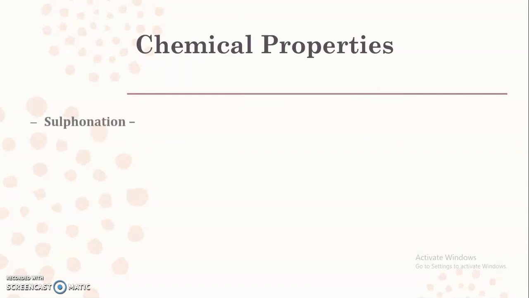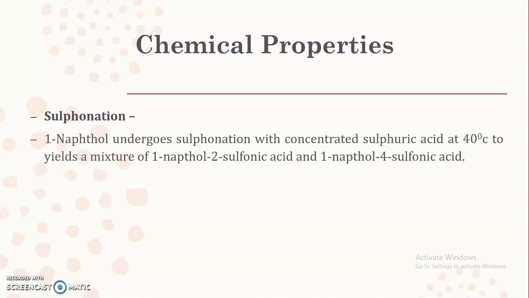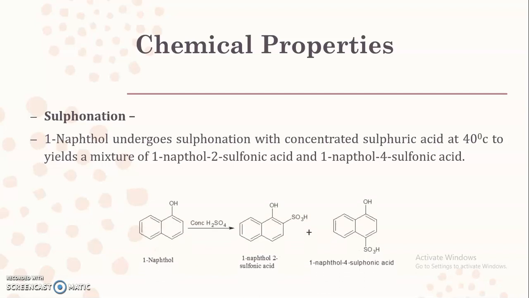After this, we are going to shift towards the various electrophilic substitution reactions that are shown by alpha naphthol, or 1-naphthol. The first electrophilic substitution reaction shown by alpha naphthol is sulfonation. In this case, 1-naphthol is treated with concentrated sulfuric acid at 40 degrees Celsius to give a mixture of 1-naphthol 2-sulfonic acid and 1-naphthol 4-sulfonic acid.